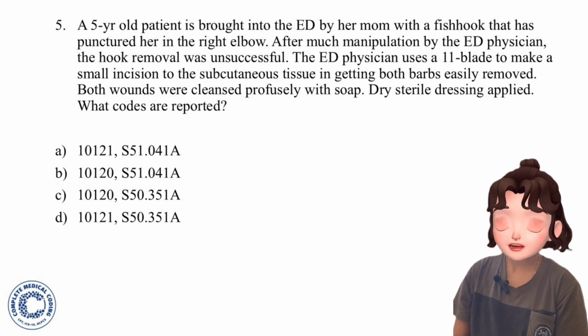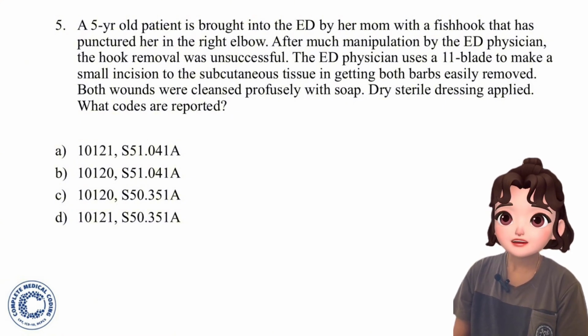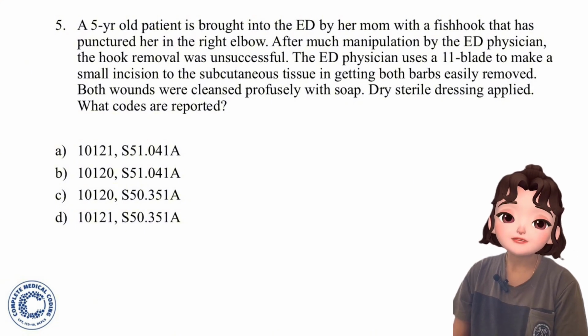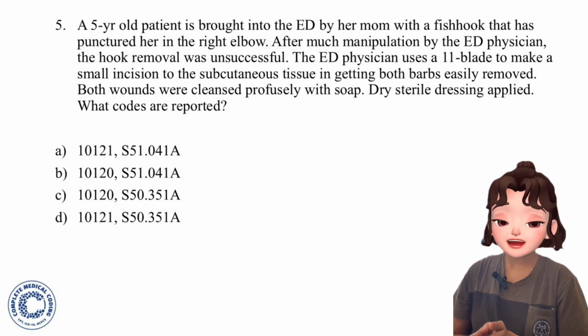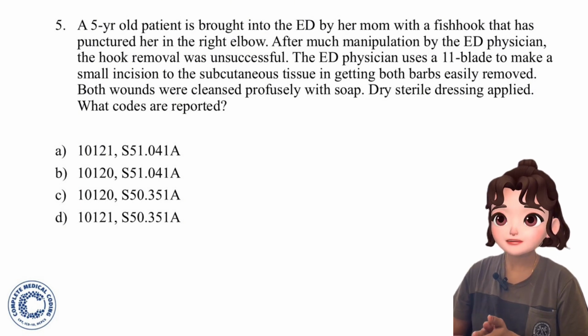10120 is incision and removal of foreign body subcutaneous tissue, simple. And 10121 is the same, incision and removal of foreign body subcutaneous tissue, complicated. Now you have to find out from the question whether the procedure carried out here is a simple one or a complicated one. That is why it is mentioned in the question.